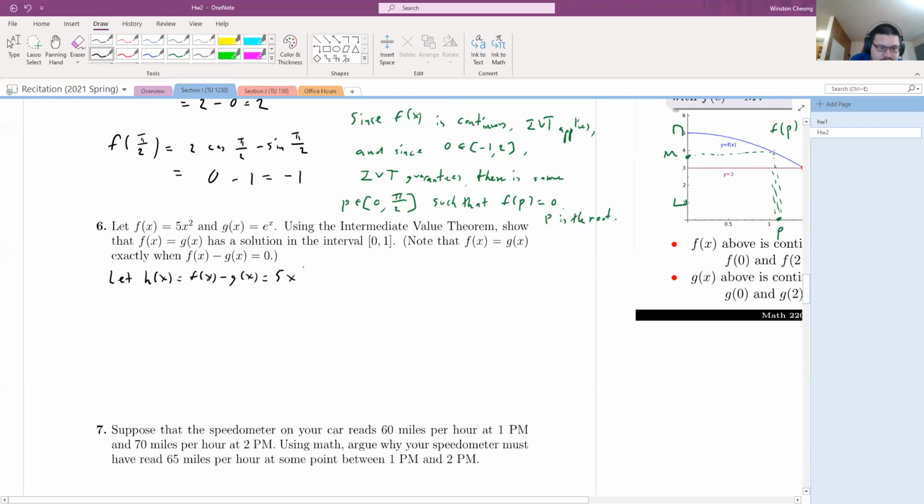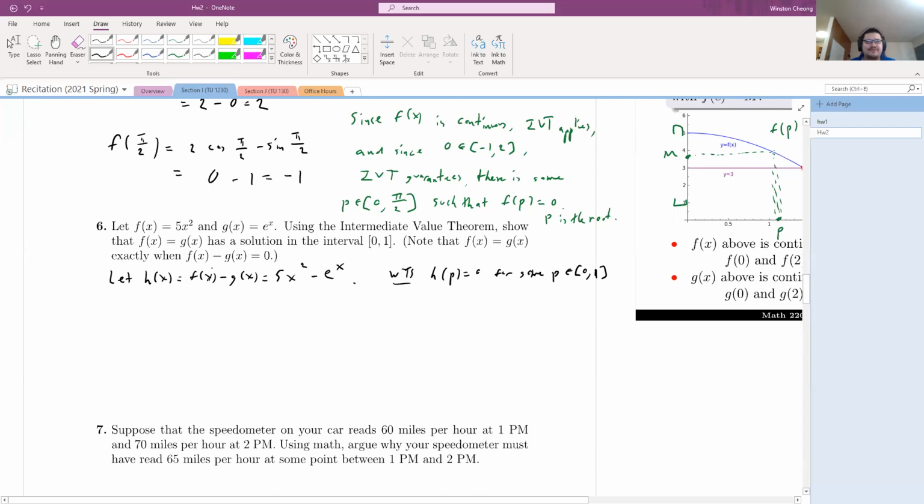So this is 5x squared minus e to the x. This is the function that we're actually dealing with, and we want to show that it has a root. So I want to show that h of p equals 0 for some p in the interval from 0 to 1. And we can use the same strategies as before. We hope that these endpoints will actually do the trick.